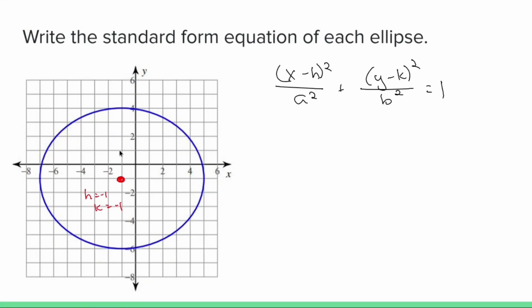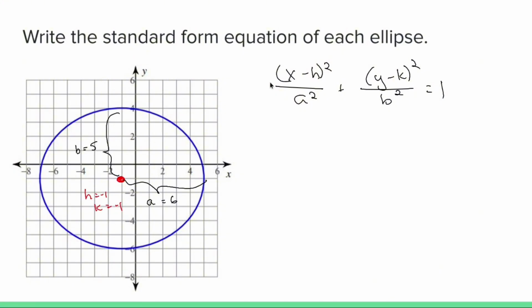and my b are the length of half of my major or minor axes. So basically, the distance from the center to the outside gives me a, and the distance from the center to the outside gives me b. Since this is short and wide, this is going to be my a here. So that's a change of 1, 2, 3, 4, 5, 6. So a is 6. And up here is going to be my b. So up 1, 2, 3, 4, 5. b is going to be 5.